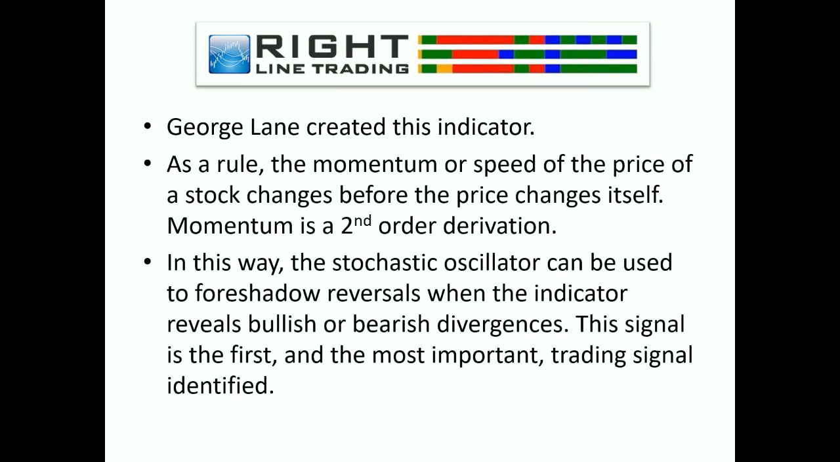Now, George Lane created the oscillator in 1957, and he was a real brilliant guy. And what the oscillator really does, if for a second we forget about divergent signals, is that the oscillator line, whether it's stochastic, RSI, Williams %K, is making an assessment of momentum. Another way of looking at momentum is acceleration or deceleration.